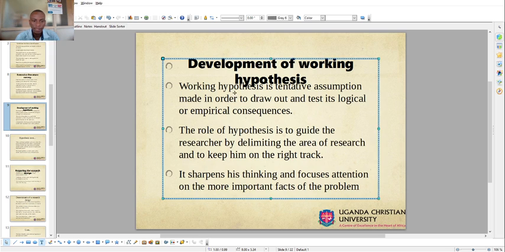Developing of working hypothesis. Recall, a hypothesis is a tentative assumption made in order to draw out and test its logical or empirical consequences. You have a tentative thinking about the phenomenon. That's the hypothesis. There is the common hypothesis we have in social life that short people are quarrelsome. That's a hypothesis. It's an assumption.